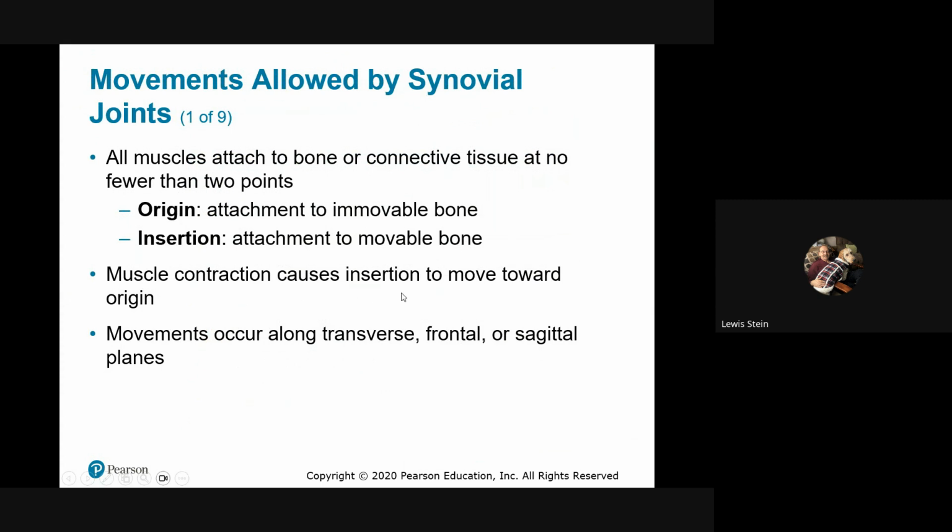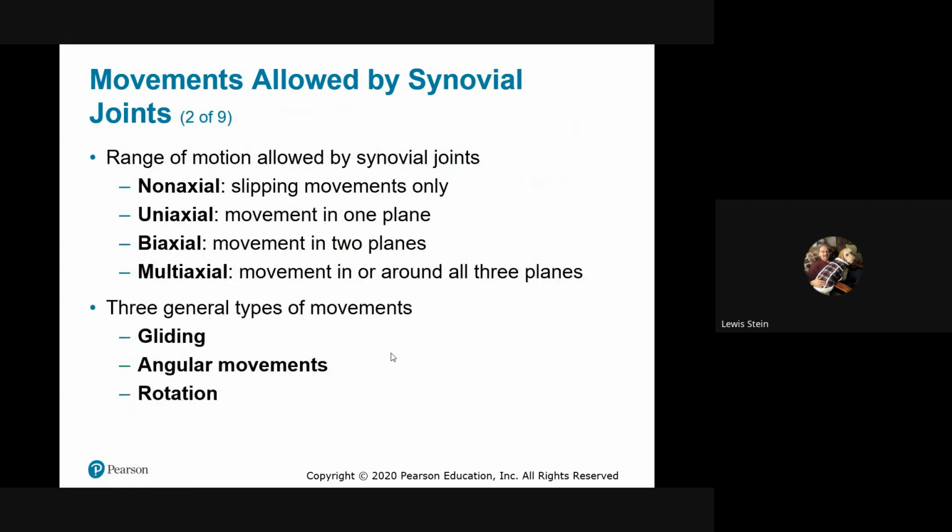So, does it move toward the origin? Not all the time, obviously, but it moves. And we look at the motion occurring in planes, and it's not always in planes, and that's what we're coming to. Typically, when you think of movement in planes, the way you're going to see this definition, and everything is in reference to the anatomical position, it's moving in one plane. The classic example is flexion and extension. That's a sagittal plane motion.